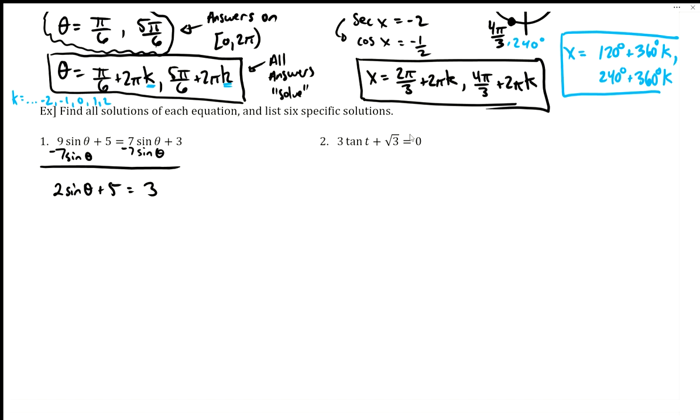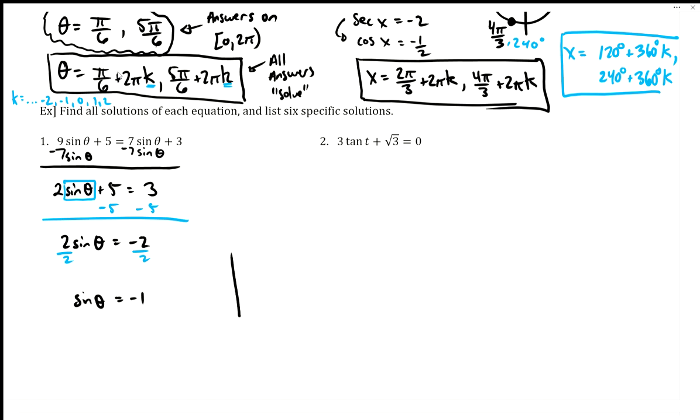Okay, and now we should subtract the 5 because I want to get this sine of theta all by itself. So we'll minus the 5 on over, and we'll have 2 sine of theta equals -2. And again, I want the sine of theta all by itself. So we should divide by 2 to get sine of theta equaling -1.